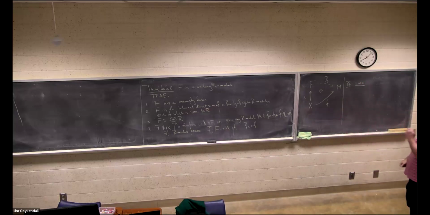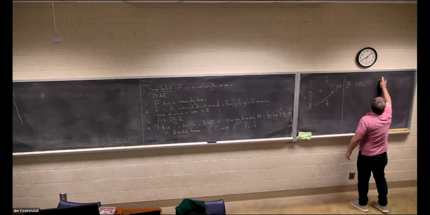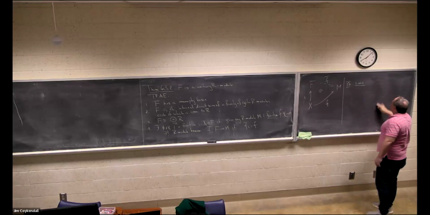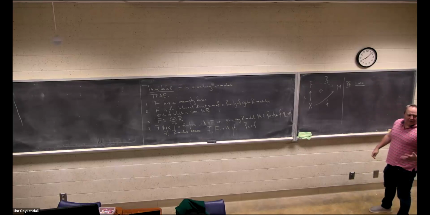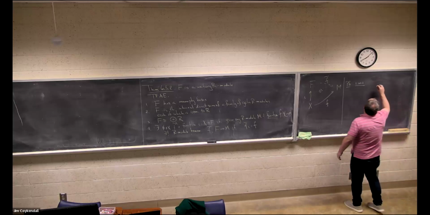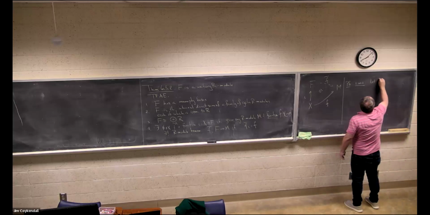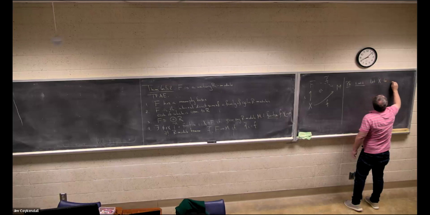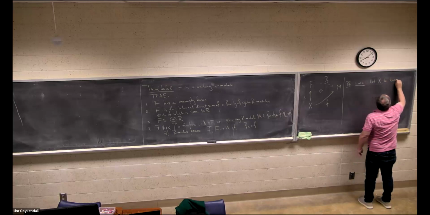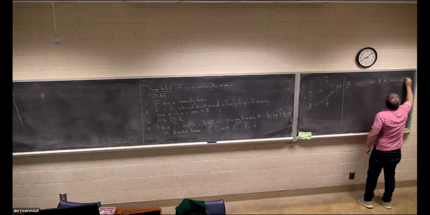Okay, how about one implies two? So suppose you have a non-empty basis. I claim that if you have a basis, then it has to be the internal direct sum of some number of copies. So let X be a basis of F.